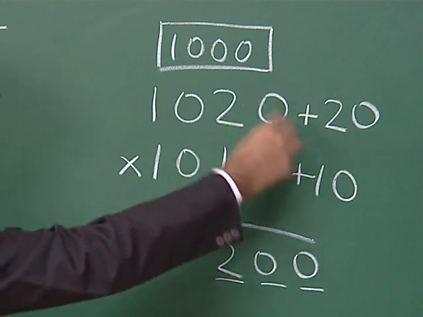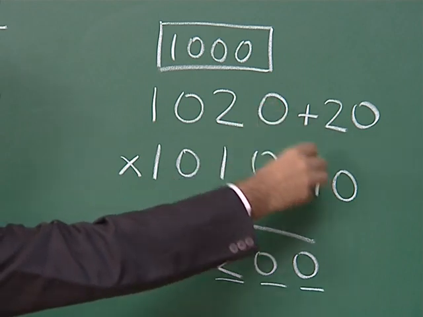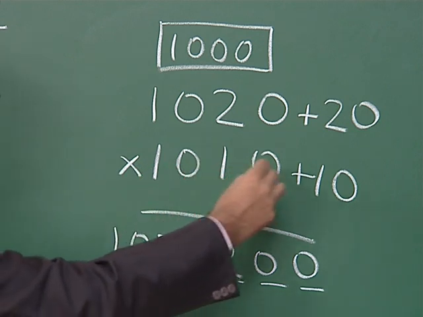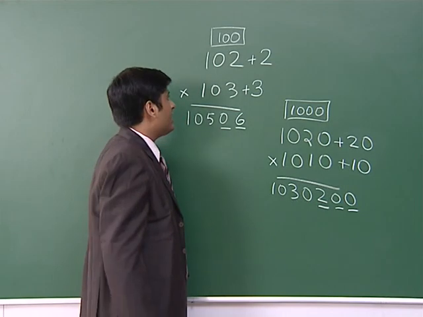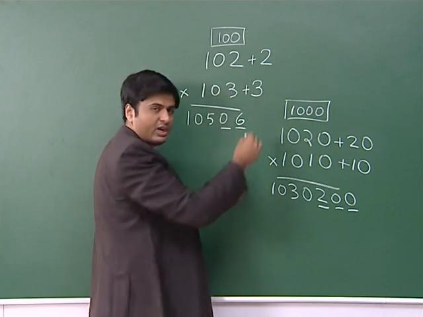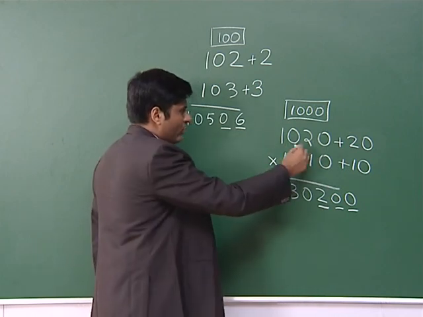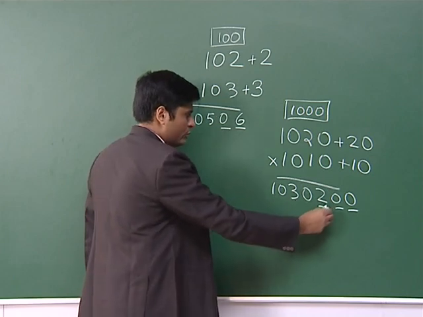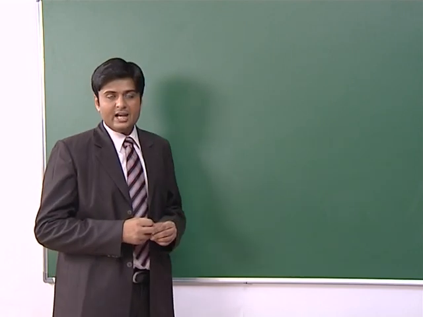Here again, either I can take like this or I can take like this. My answer is 1020 plus 10, 1030, or I can take 1010 plus 20, 1030. My final answer is 1030200. So friends, when we multiply 102 with 103, our answer is 10506, and when we multiply 1020 with 1010, our answer is 1030200. Friends, at times we might have digits in the right part exceeding.